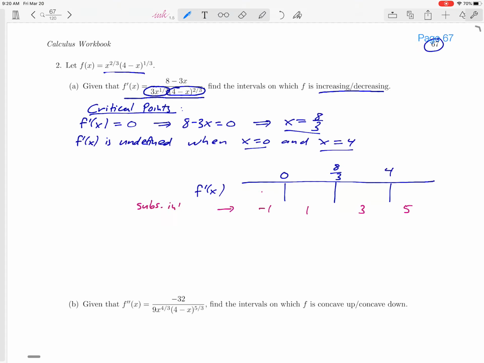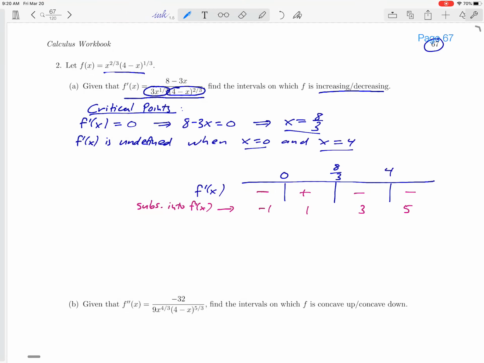Okay, and the idea is to take these numbers and substitute into the derivative. We've done this a couple of times, so I'm not going to go through the details of that. I'm going to let you do that. You're going to take these 4 numbers, plug them one at a time into our derivative formula, and you're going to come up with signs, which I'm going to fill in now. Minus, plus, minus, and minus. And again, you can confirm those on your own.